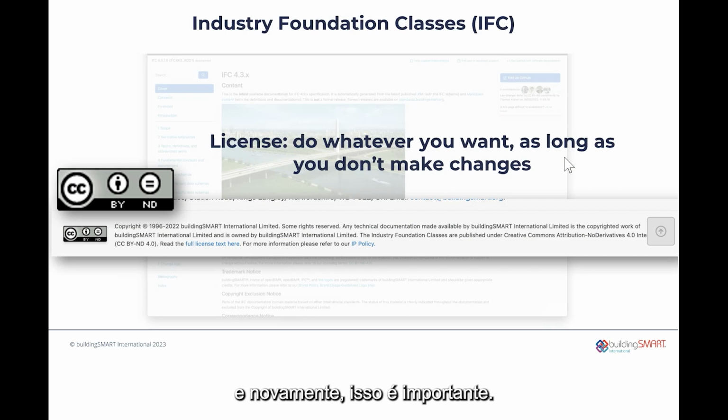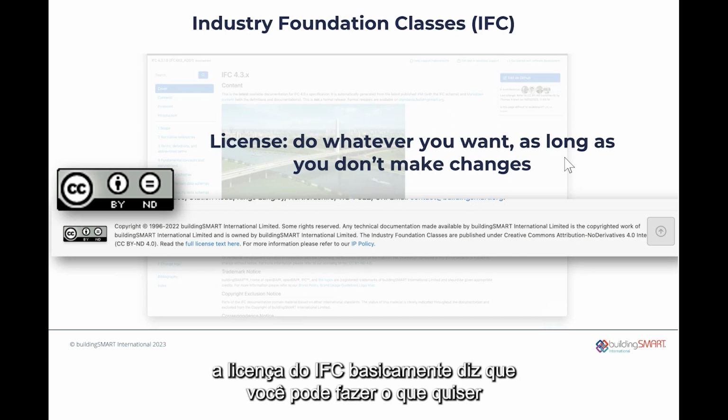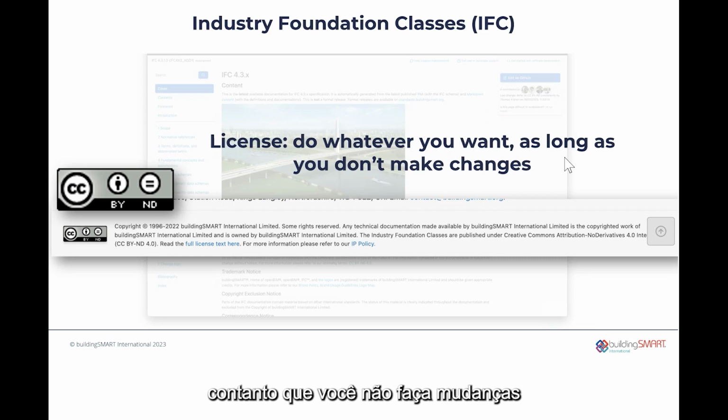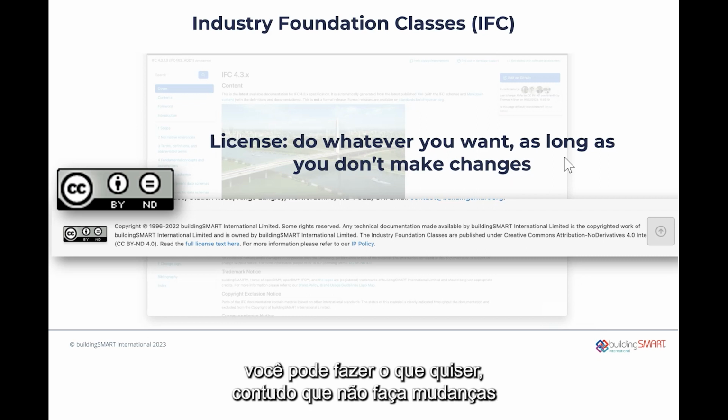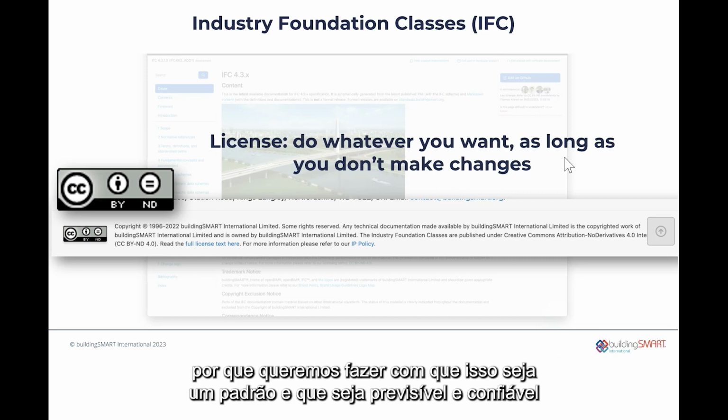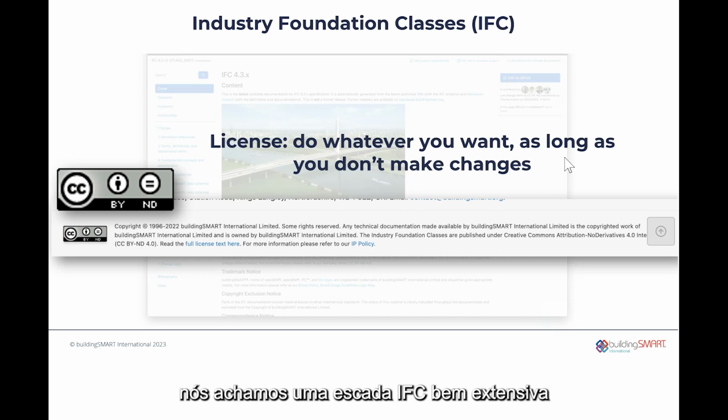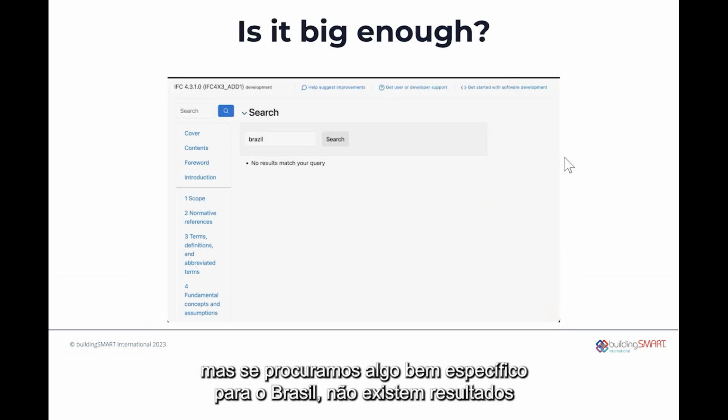And again, this is important. The license of IFC basically says you can do whatever you want as long as you don't make changes. So it's very open and transparent. You can do whatever you want, but you can't make changes because we want to have it as a standard and have it predictable and reliable. So we found an IFC stair. It's very extensive, but if we search for something specifically for Brazil, there's no matches.